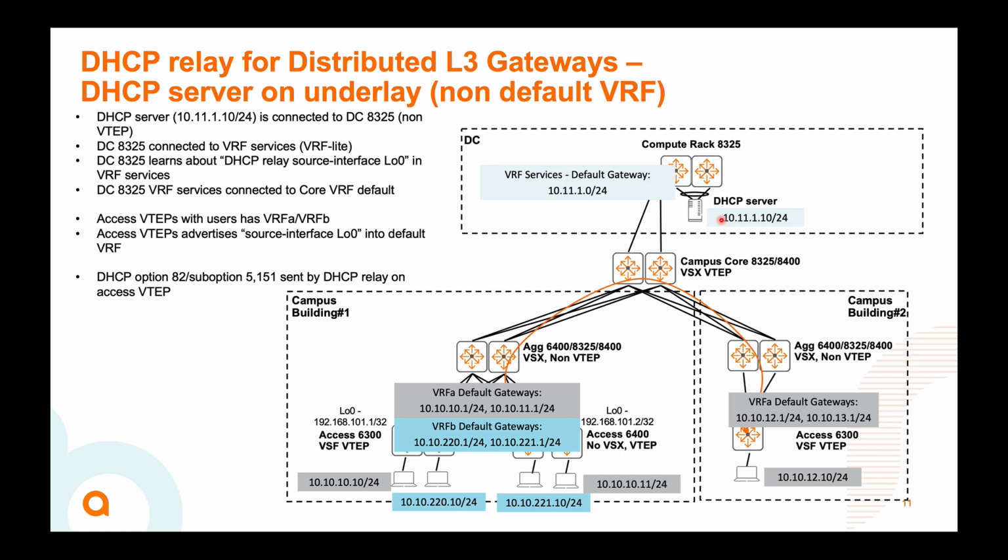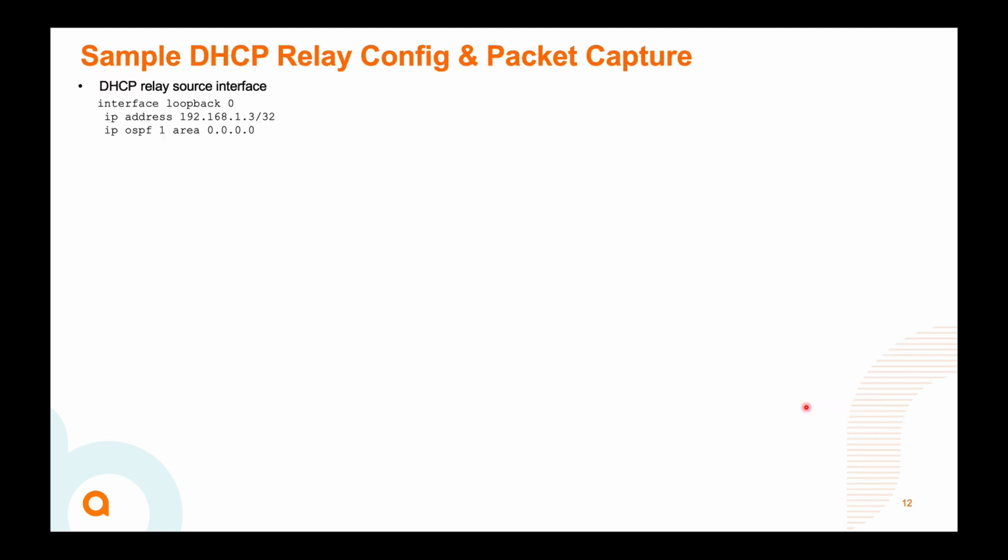You could also place the DHCP server to a non-default VRF on the underlay. For example, you have a VRF services here. This link has to be connected to the default VRF on the underlay network. So if that happens, you have connectivity from your DHCP relay source interface. Your 101.1 and 101.2 has connectivity to the DHCP server remotely through this default VRF, and the default VRF will connect to the services VRF here. Let's look at sample DHCP relay config next and packet capture.